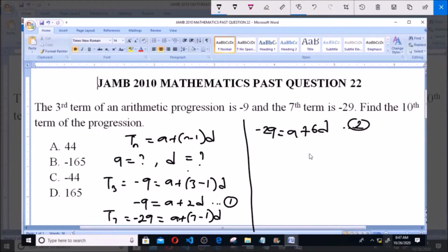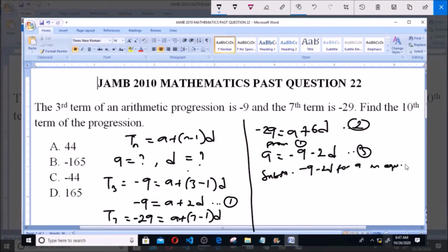Now, from equation 1, we can simply say A is equal to minus 9 minus 2D. Let's call this equation 3. You see I got this from equation 1. So from equation 1, A is equal to minus 9 minus 2D. Now substitute minus 9 minus 2D for A in equation 2.